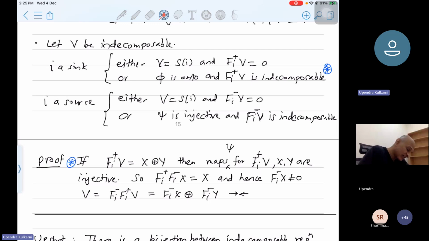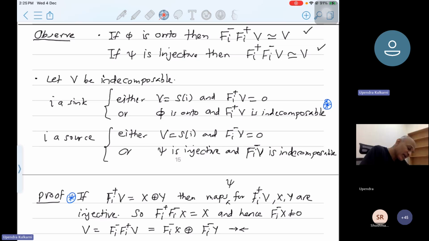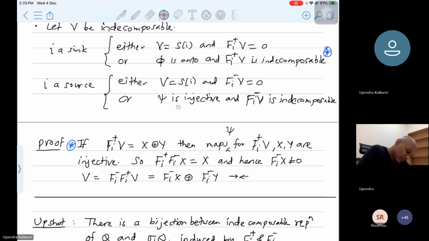And we just saw that if the map psi is injective, then if I apply Fi minus and then Fi plus, I get back the same thing. So this x, if I apply Fi minus to that and Fi plus to that, I'm going to get x. In particular, this Fi minus x has to be non-zero, because after applying Fi plus, I'm getting back the original non-zero thing. I'm assuming over here, for the sake of contradiction, that this x and y is a non-trivial direct sum decomposition. So that means Fi minus x is non-zero, and likewise Fi minus y will also be non-zero.